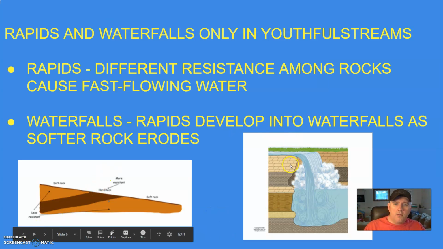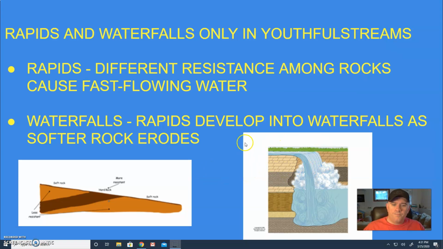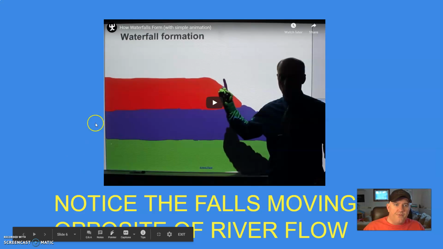The waterfall exists because of different resistances amongst the layers. These layers down here are softer and less resistant than the layer on top, and the water is eroding away that material, moving it away, leaving the top piece left alone. This video here explains how that works.